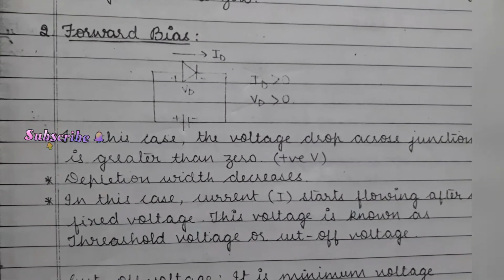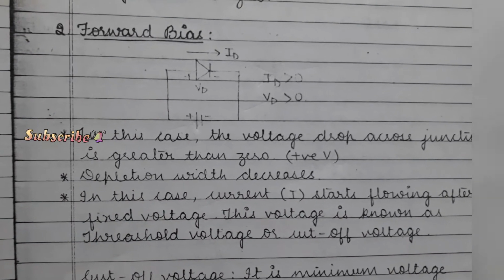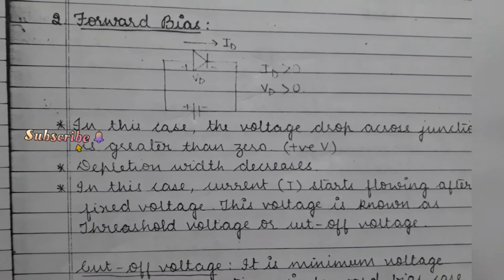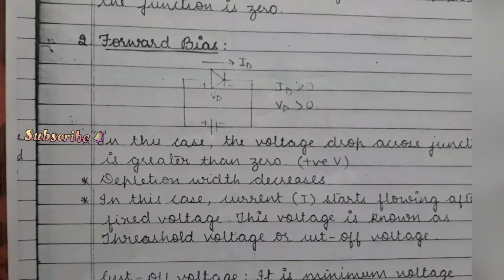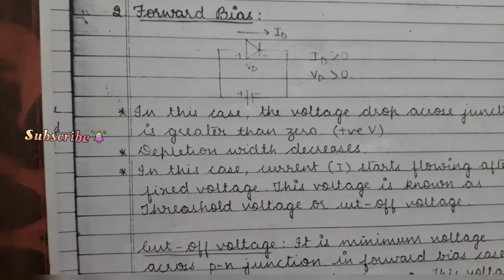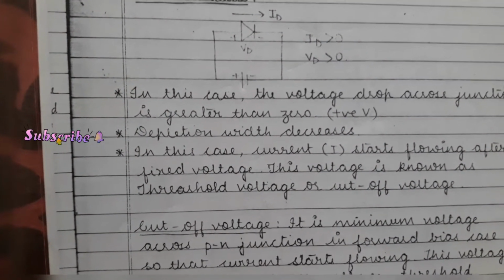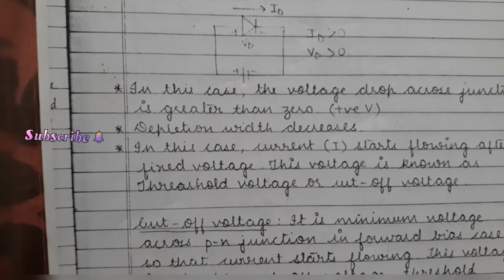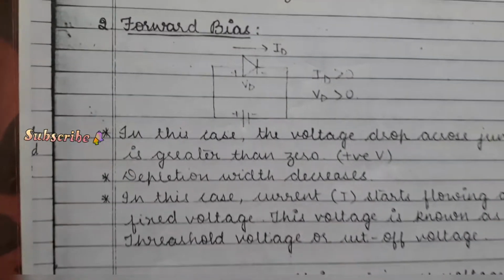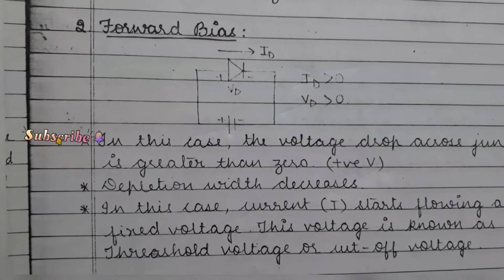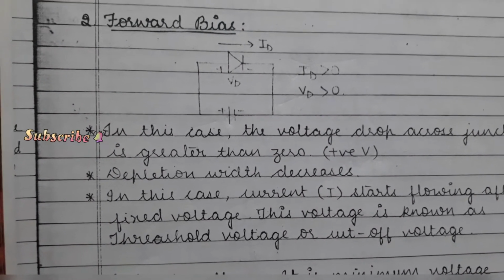Forward bias: the figure shows a p-n junction diode with the circuit diagram completed. In this case the voltage drop across the junction is greater than zero. The depletion width decreases. Current starts flowing after a fixed voltage. This voltage is known as the threshold voltage or cutoff voltage.